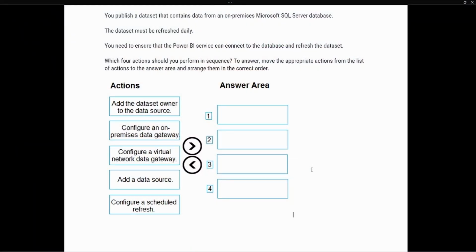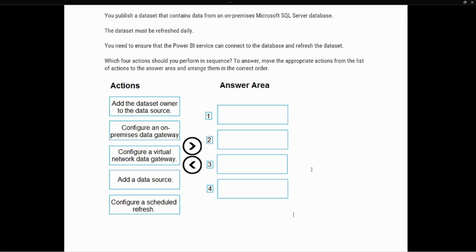It says that we publish a data set that contains data from an on-premise Microsoft SQL Server database. The data set must be refreshed daily. We need to ensure that the Power BI service can connect to the database and refresh the data set. Which 4 actions should you perform in sequence?